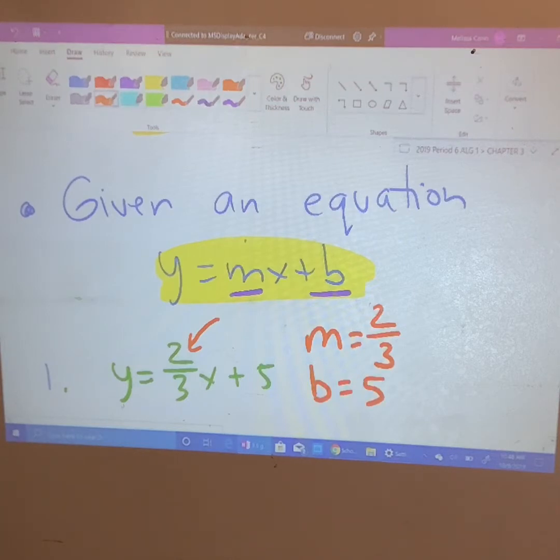Now I know this line is heading upward because the slope is positive. This is a positive fraction. It's heading upward, and I know exactly where it crosses the y-axis. It crosses at positive 5, right here, positive 5.